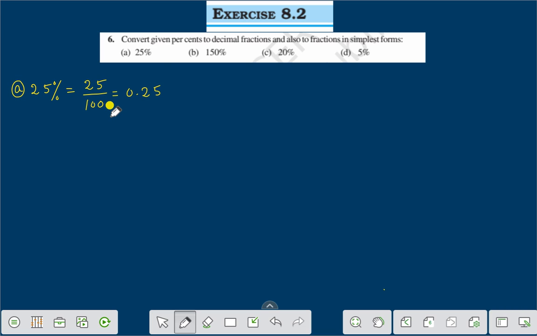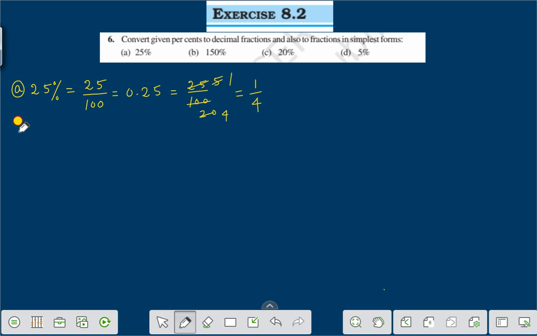And if we want to change it into simplest form, 25 by 100. We can cut by 5: 5 5s are 25, 5 2s are 10, 5 1 is 5, 5 4s are 20, and the simplest form is 1 by 4. This is the simplest form and this is the decimal fraction, right?